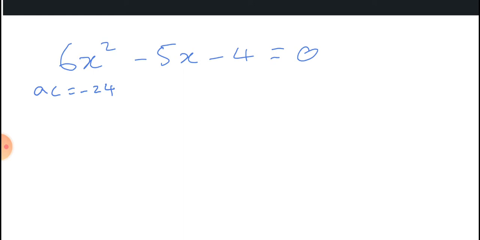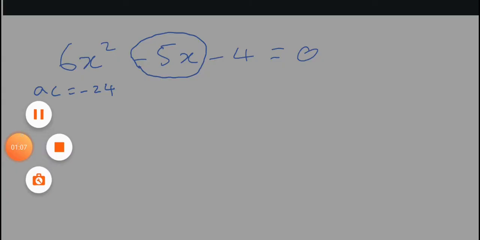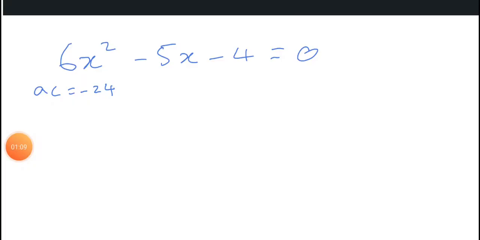The first step really is to work with this bit here. This is what we're really going to work with at the beginning. We need to find two numbers that will multiply to give minus 24 but add to give minus 5. In order to do that, we'll do a bit of side working here. We're going to do the factor pairs of 24. We'll worry about the negative sign afterwards.